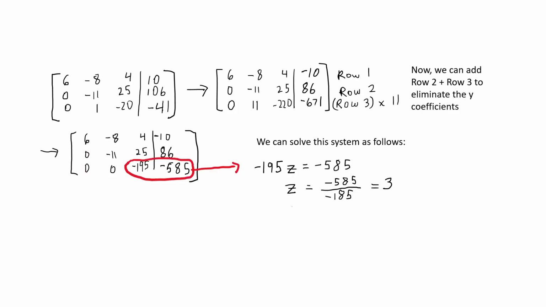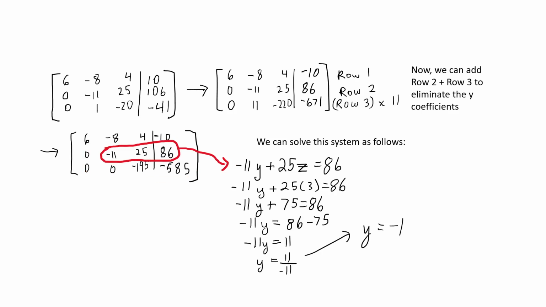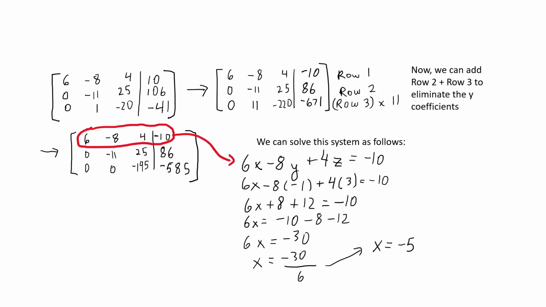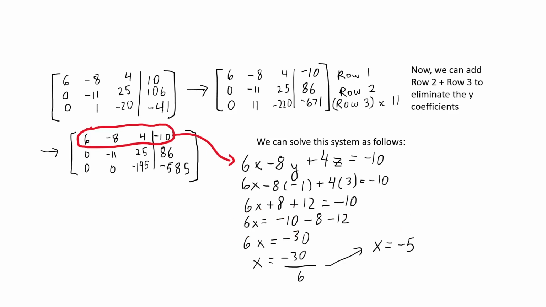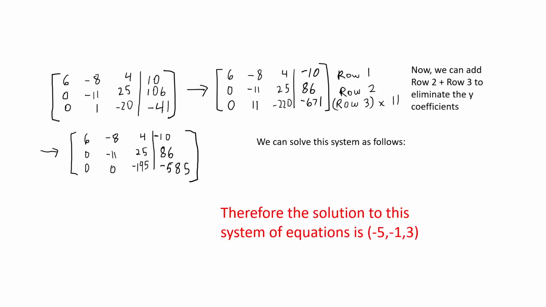So, negative 195z equals negative 585 means z equals 3. Negative 11y plus 25 times 3 equals 86 ultimately means that y is equal to negative 1. Then in the top row, 6x minus 8 times negative 1 plus 4 times 3 equals negative 10 ultimately means that x is equal to negative 5. And so putting all those together, we get one point of intersection of all three of those planes, which is negative 5, negative 1, 3.